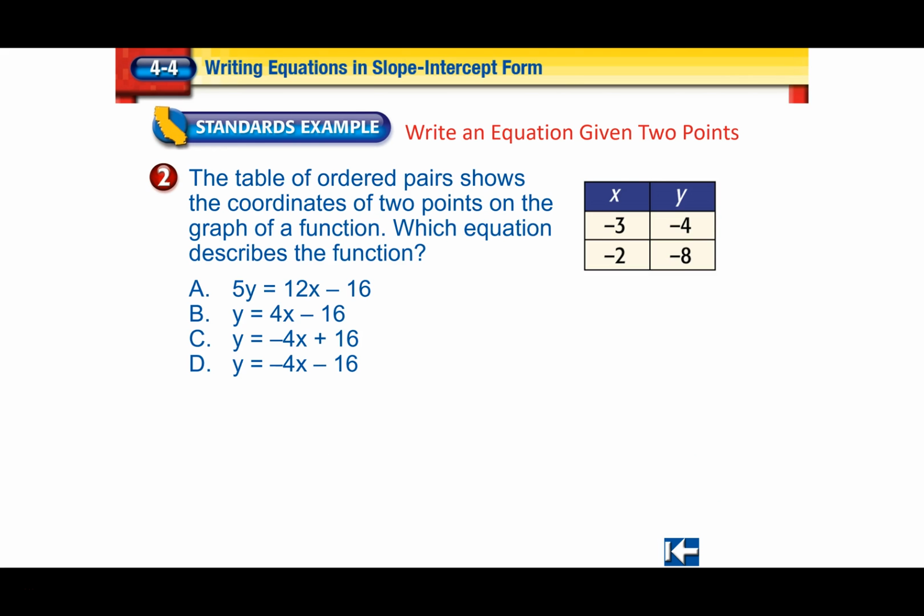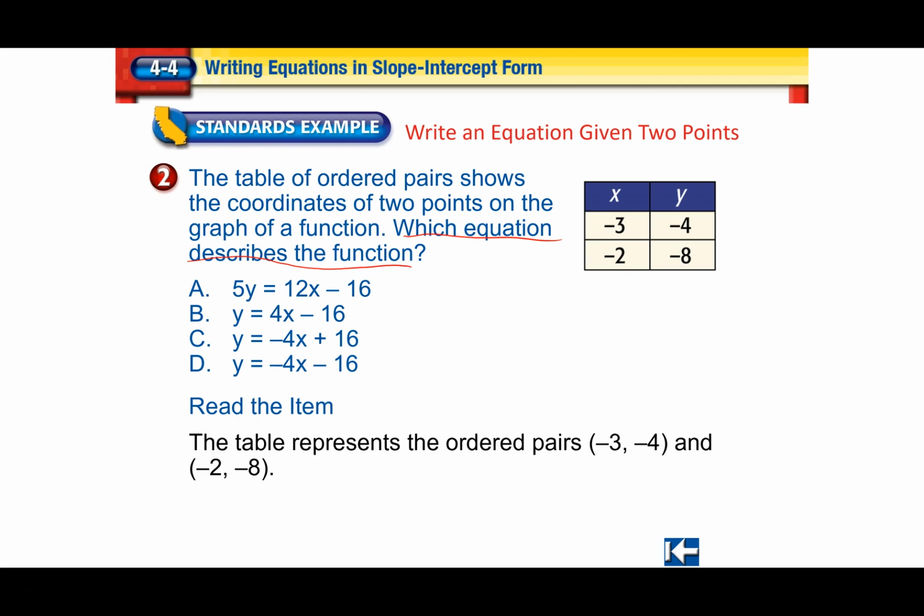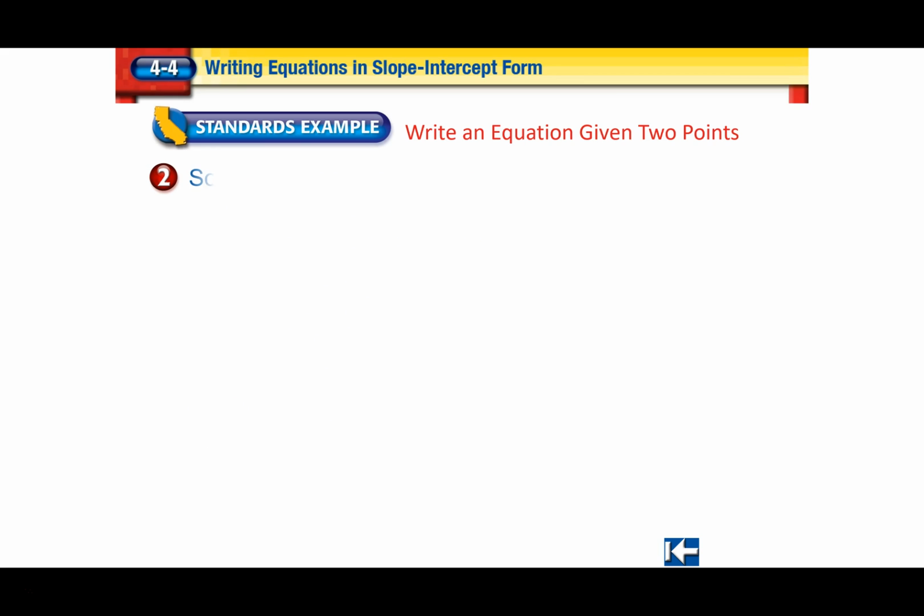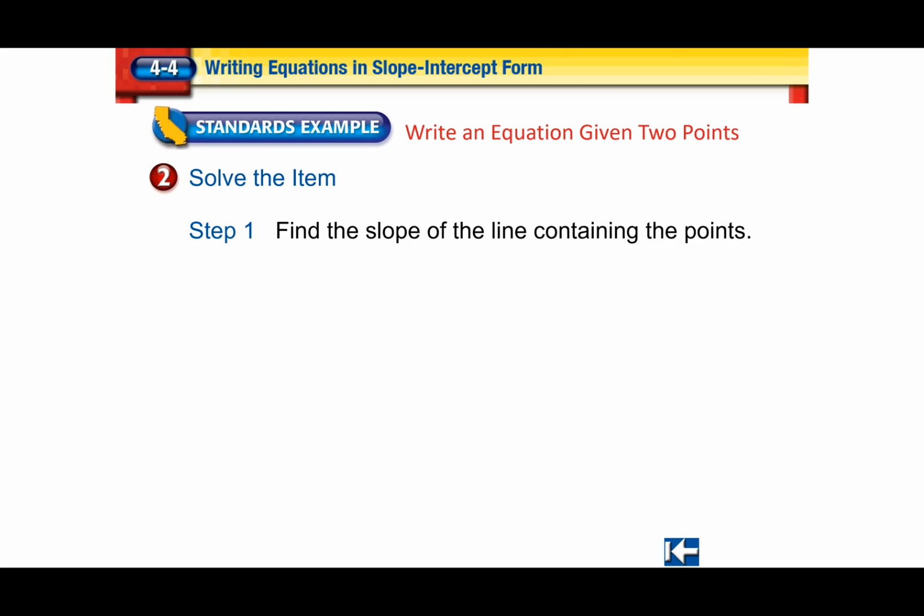All right, write an equation given 2 points. Now we've got two. Last time we were given 1 point and a slope. Now they're giving us 2 points and we find the answer. Okay, so they give us our 2 points over here. And the first thing they want to know is which of these describes this function. So first we're going to read it. We know that the table represents these 2 ordered pairs. We're going to find the slope connecting the points using the slope formula that we learned.